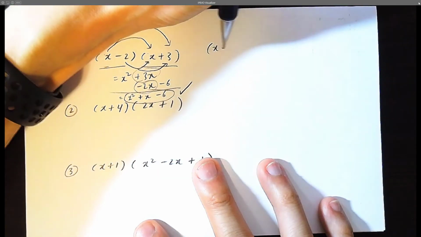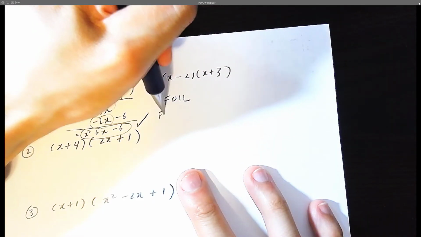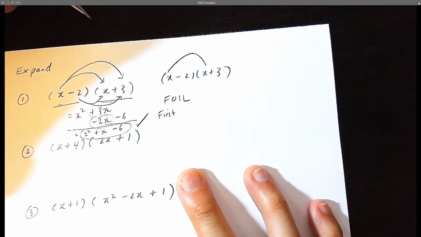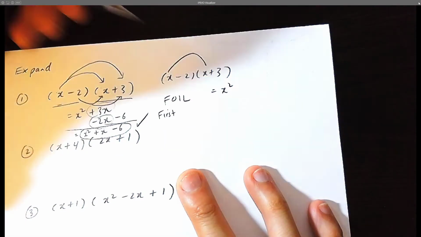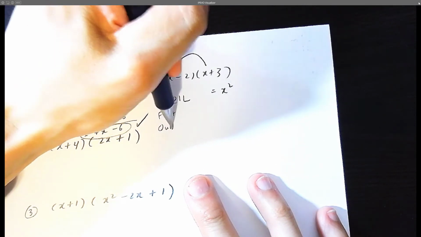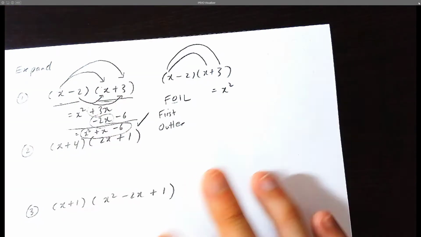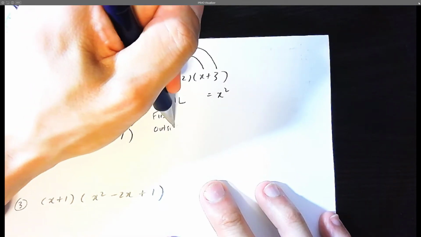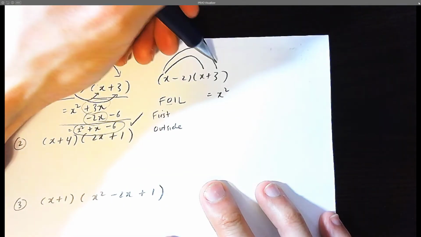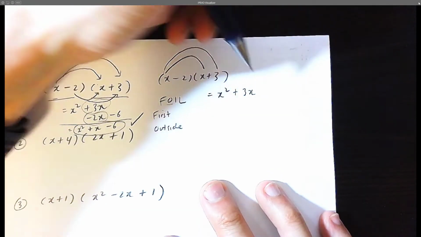Now, some of you might have learned from school this acronym called FOIL. So the F stands for first. This times this, x times x becomes x squared. The O represents outer. Outside. Let's use the word outside. So when you're focusing on outside, it's going to be you feeding the cat. X times 3 is going to be 3x. It's better to say 3x rather than x3.